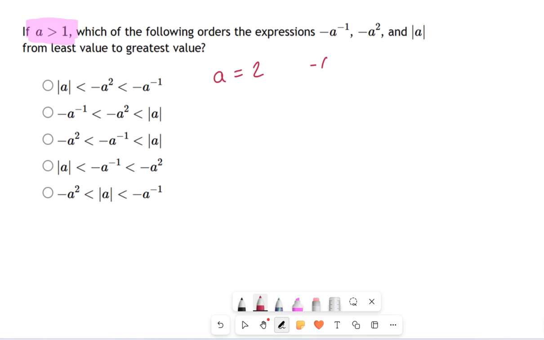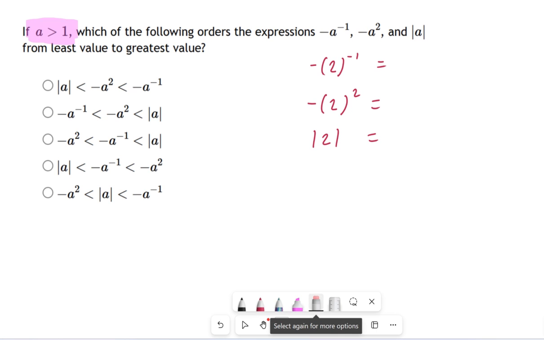And I'm going to say, what is negative 2 to the negative 1? Okay. What is negative 2 squared? And what is the absolute value of 2? Okay, so let's work on those. And just in case it isn't clear where I'm getting those things, that's me saying this. Negative a to the negative 1 equals. Okay, that's negative a squared equals, and that's absolute value of a equals.